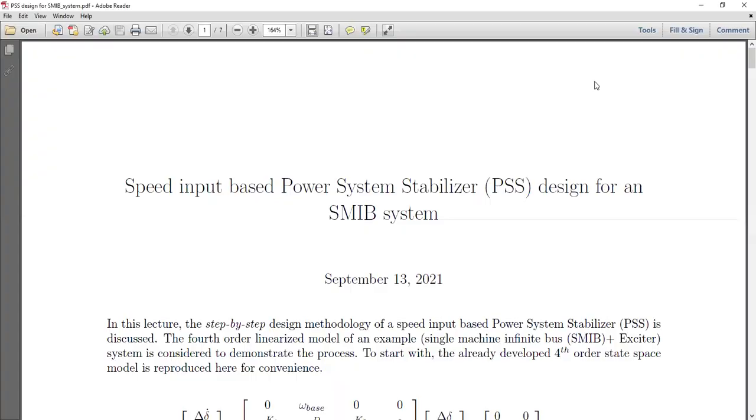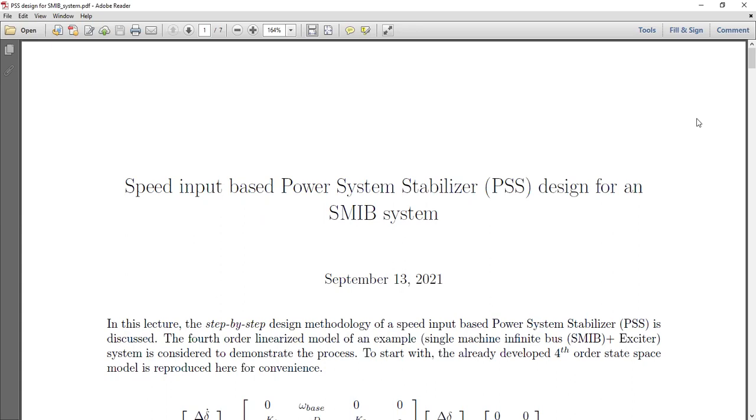Today's proceedings. In the last class, we were discussing the issue of instability that may arise with the incorporation of exciter dynamics into the single machine infinite bus system dynamic model. Specifically, the issue arises when the gain of the exciter block is enlarged beyond a certain limit.